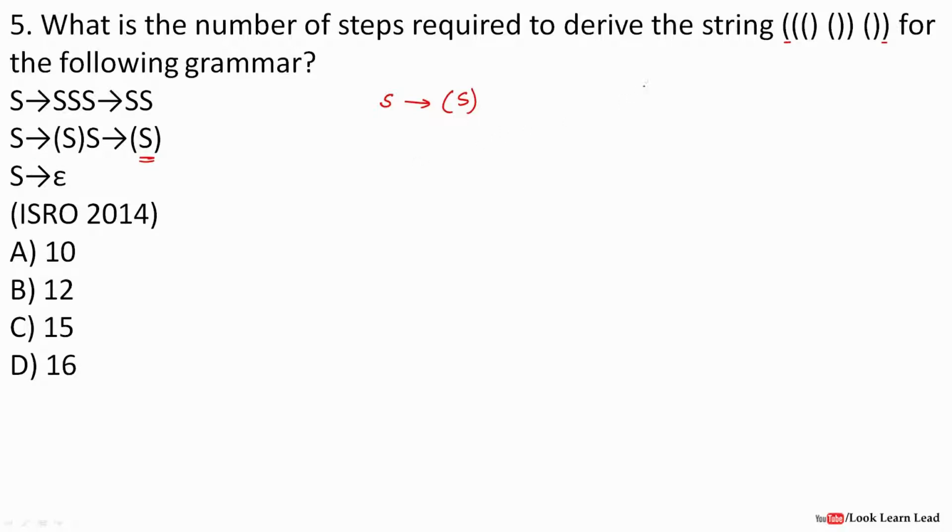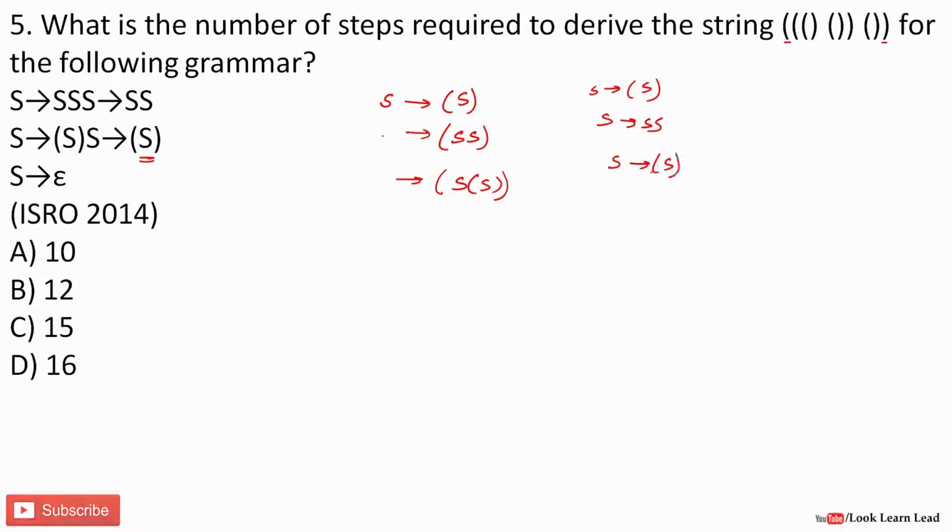I will be writing the production which I have used here. Okay, I have used this production. Next it would be SS. So here we have used the production S to SS. Next, S, S. So here I would be using the production S belongs to this.